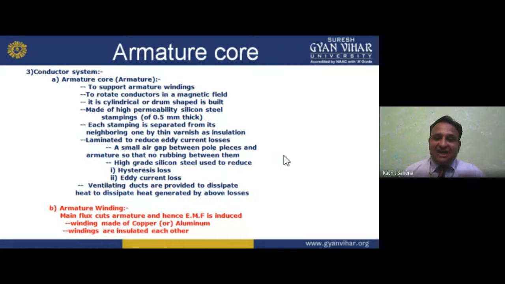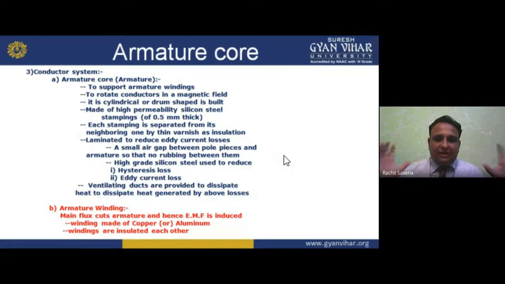Main flux cuts the armature and hence EMF is induced as per the Faraday law of electromagnetic induction. So, my dear student, as per the Faraday law of electromagnetic induction, what do I have to do? I have to vary the flux. If I want to vary the flux, I have to cut the flux. That cutting part is basically done by this armature. I hope you understand this better.